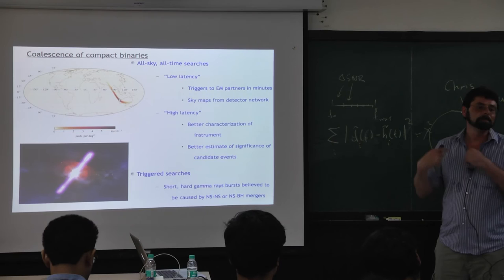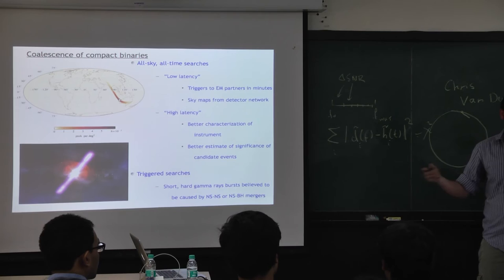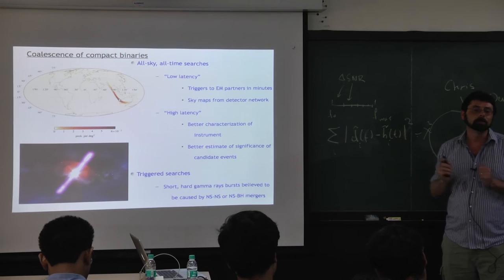The all-sky, all-time searches, on the other hand, are where you look all the time, you analyze all of the times, and also you don't care where in the sky the signal might have come from, because a priori you don't know. With gamma ray bursts, often you have some position on the sky as well as the time. But in the all-sky, all-time searches, you can assume no such thing, and you have to be as general as possible.